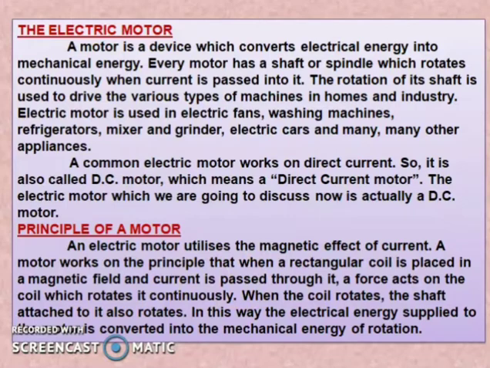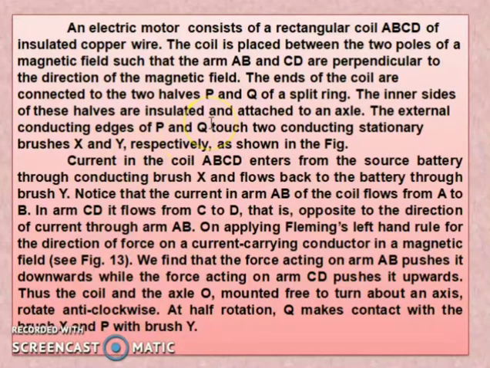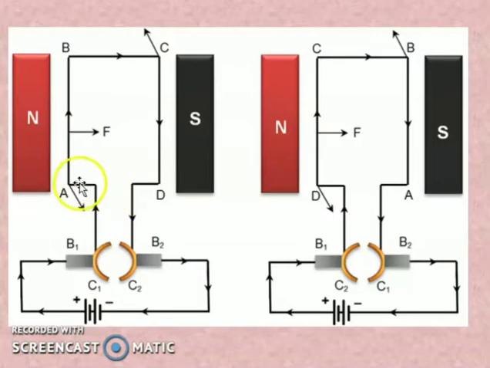Now next we will see the construction and working of an electric motor. An electric motor consists of a rectangular coil ABCD of insulated copper wire. So here you will see that the electric motor consists of one rectangular coil. This is the rectangular coil ABCD.